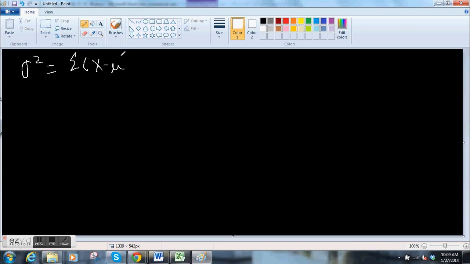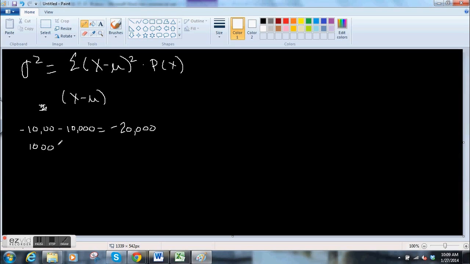So, in this case, first I'm going to just start with x minus the mean for each one. So for x equals negative 10,000, x minus the mean, let's go with the mean equals 10,000, equals negative 20,000. When x equals 10,000, x minus the mean is 10,000 minus 10,000 equals 0. When x is 50,000, x minus the mean, you can see why this is tedious, equals 40,000. Okay, that's x minus the mean.